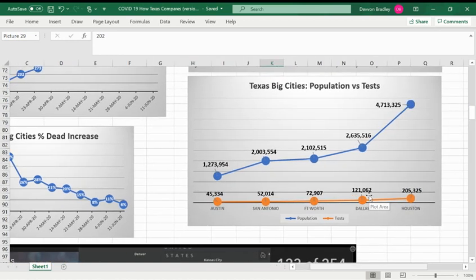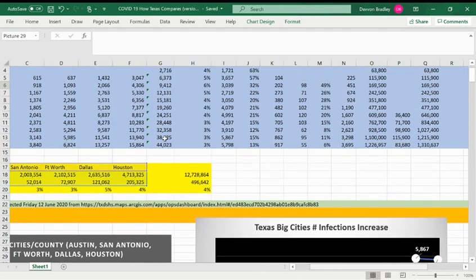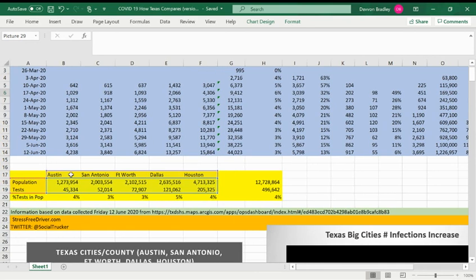okay, so this is kind of cool because let me click on this and show you. So basically what this does is Austin, San Antonio, Fort Worth, Dallas, and Houston. What this does is take into account how big each city is, right? And the amount of tests that were done in these cities up until 12 June, when I collected all that information. And so here's that little field, population and tests.